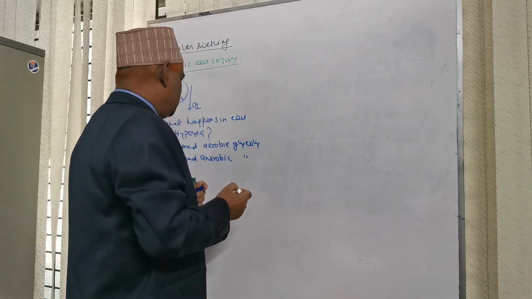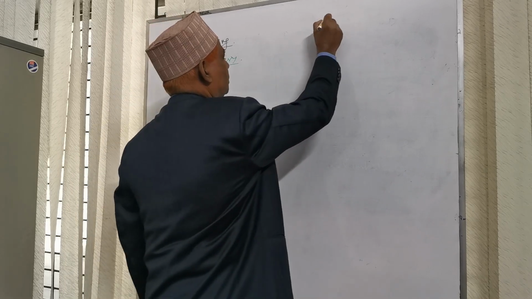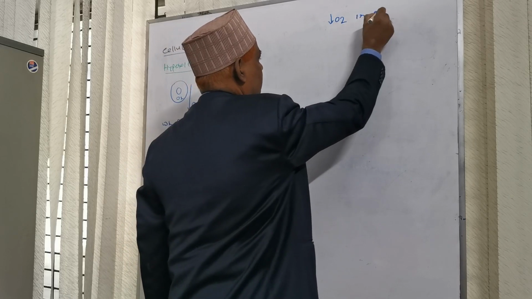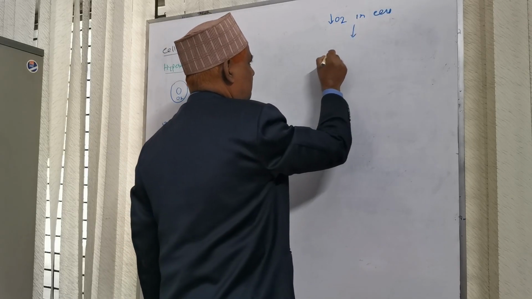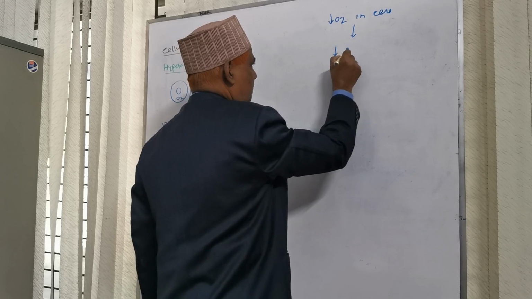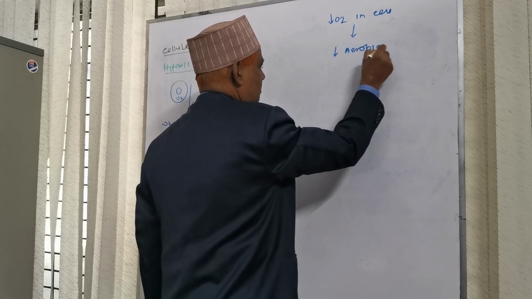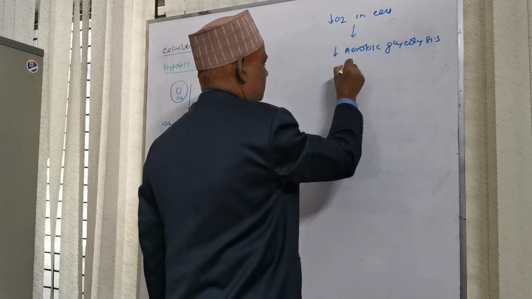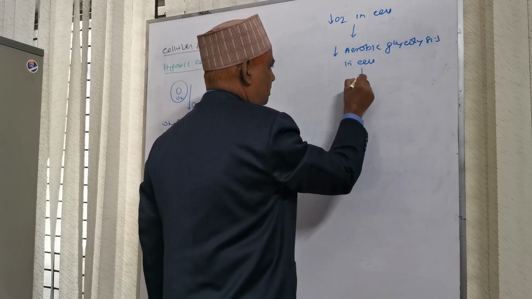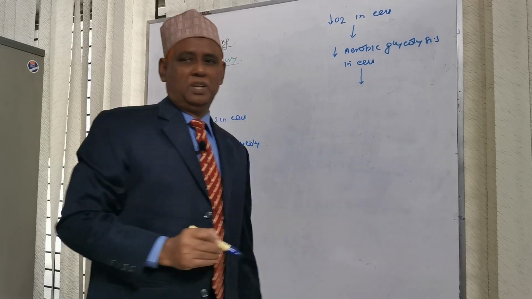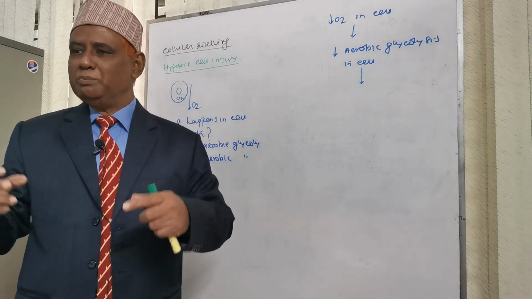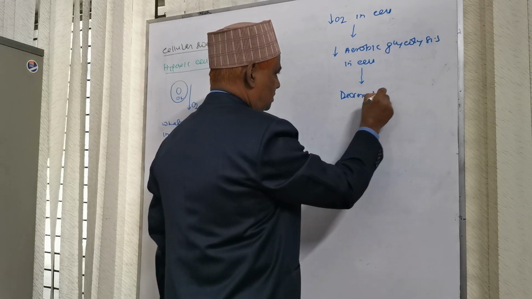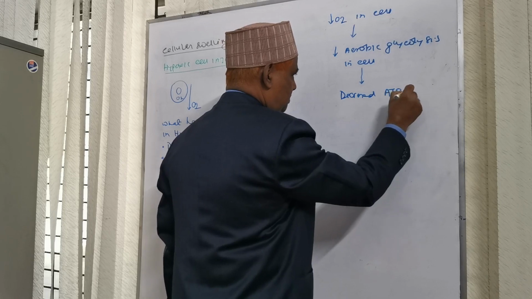Now come to decreased aerobic glycolysis. So, diminished oxygen in the cell. What happens here? Diminished aerobic glycolysis. If decreased aerobic glycolysis, what will happen there? There is decreased ATP synthesis.